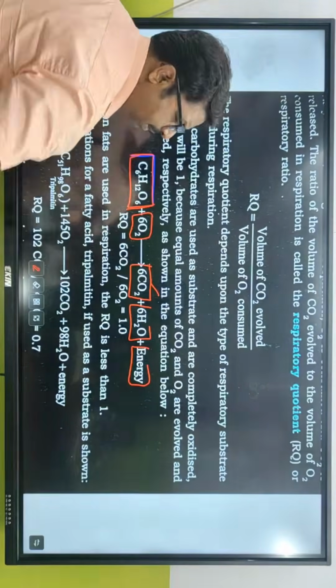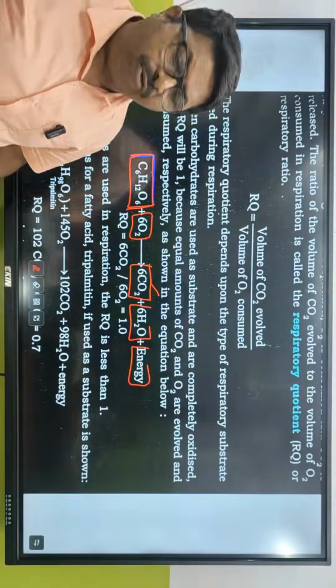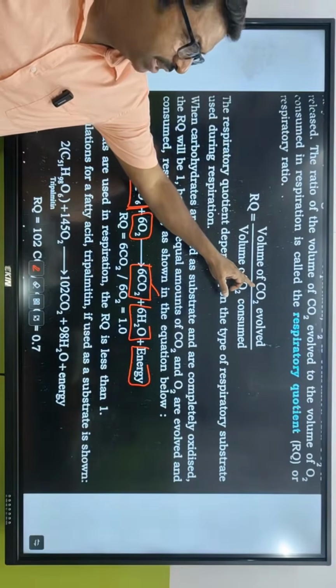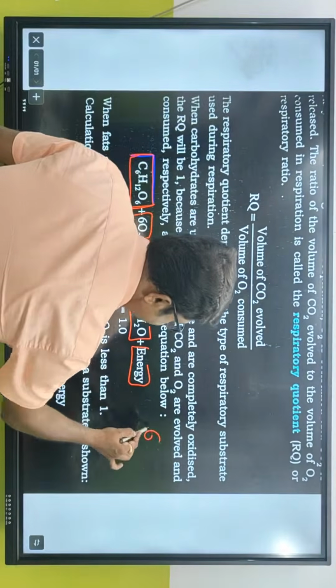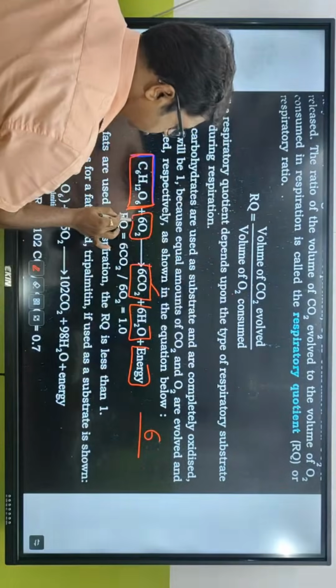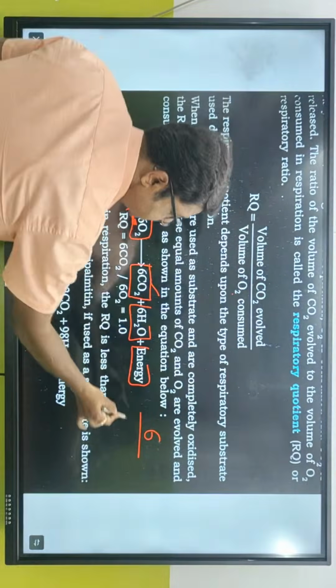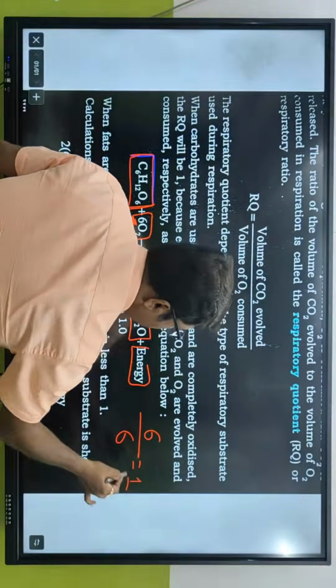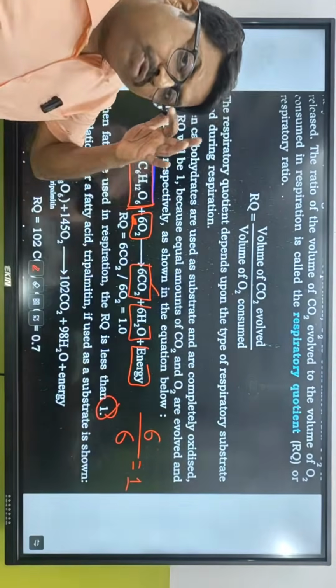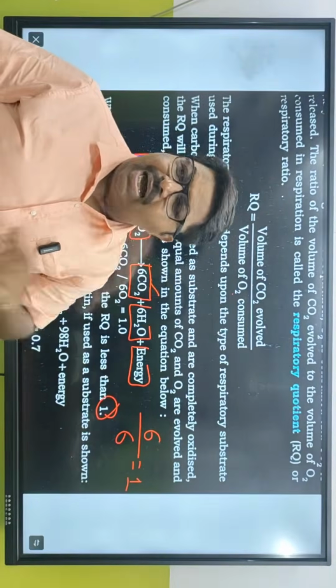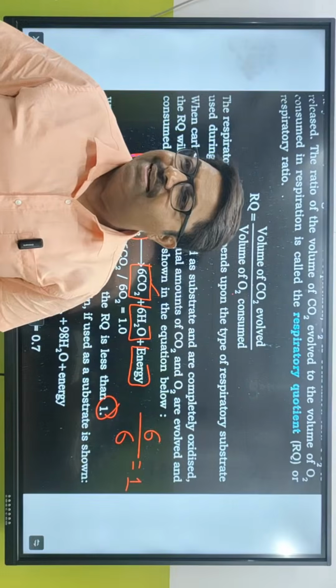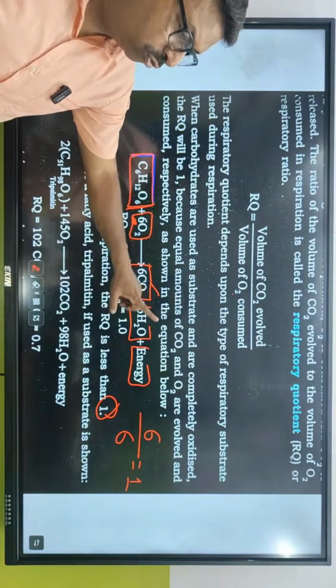Now, tell me how many carbon dioxide being evolved? 6. 6 by how many oxygen consumed? 6. 6 by 6 is equal to what? 1. So what is the respiratory quotient of glucose? The RQ value of glucose is what? 1. So RQ value of glucose is 1.